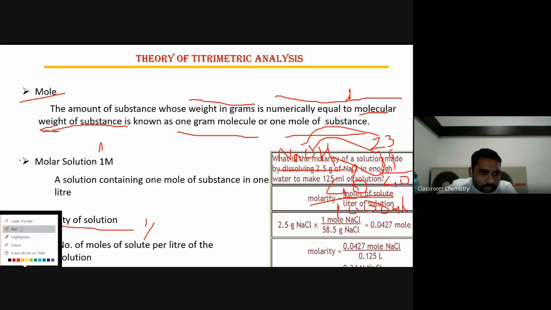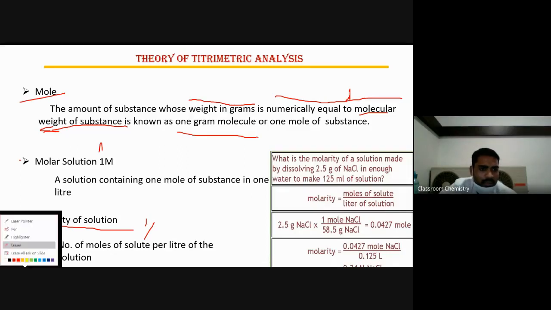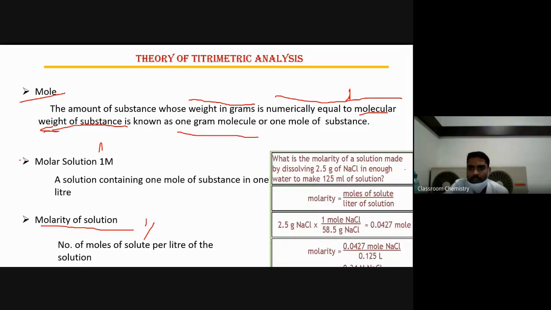Calculation of molarity. See here what I write, or what is the example. This type of example is always asked in competitive exams, like entrance exams for taking admission for MSc. Listen carefully to the question: what is the molarity of a solution made by dissolving 2.5 gram of NaCl in enough water to make 125 ml of solution?